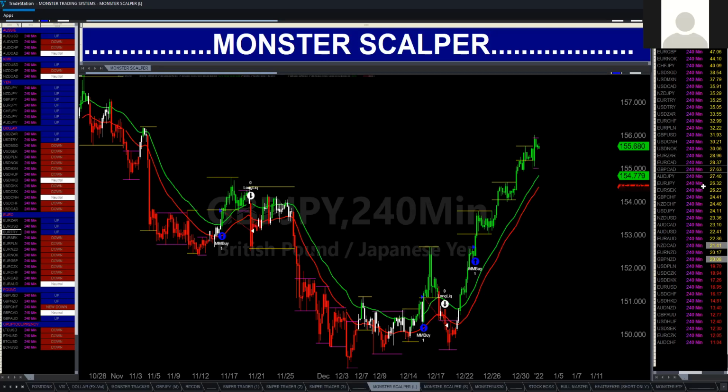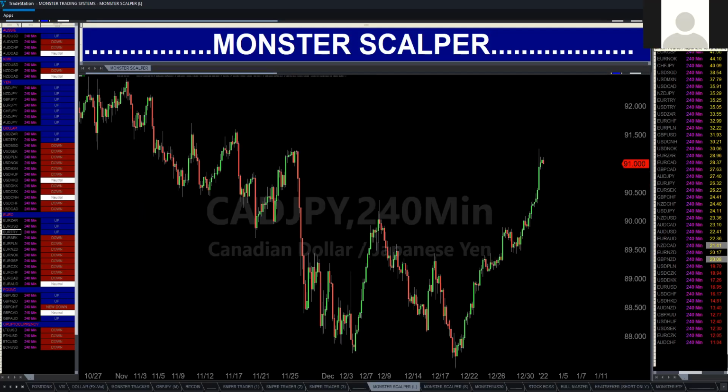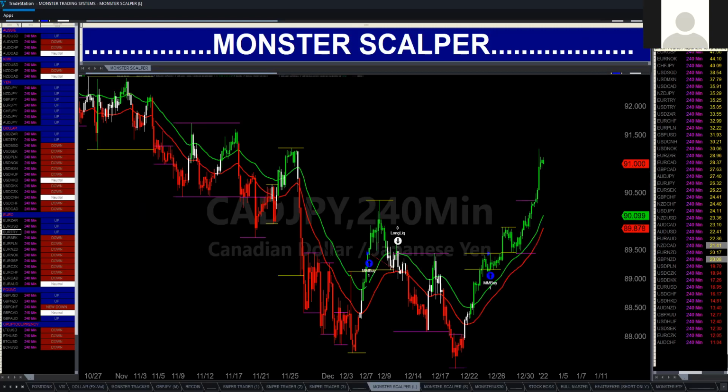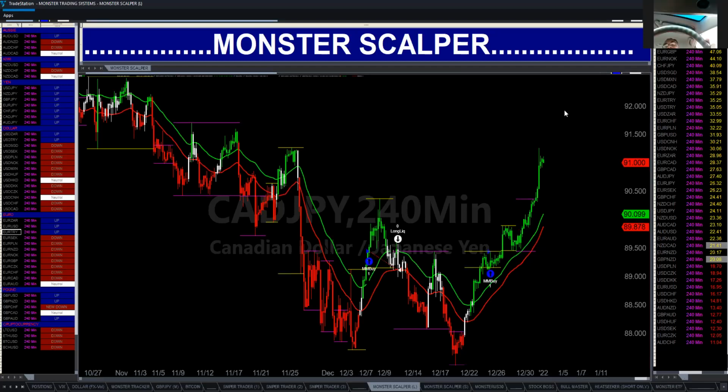Any other pairs you guys want to see? David, I've got a question on CAD yen. If the CAD pairs are getting weaker, is that going to affect CAD yen as well? No, with CAD yen, the CAD is getting stronger, not weaker. When you have two currencies in a pair, you look at the first one. If it's going up, the first currency is getting stronger, and the second, the yen, is getting weaker.